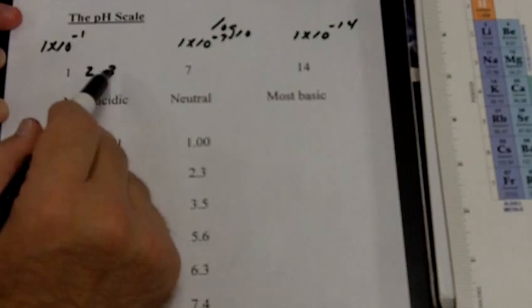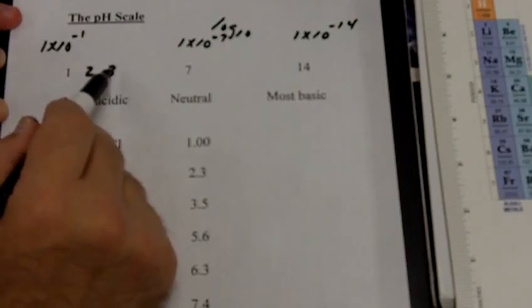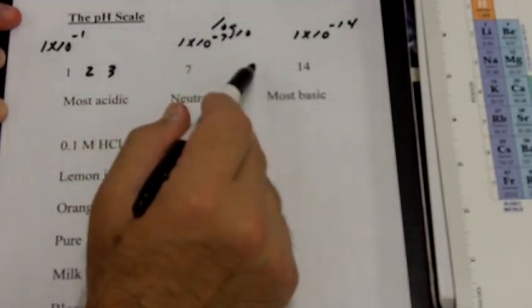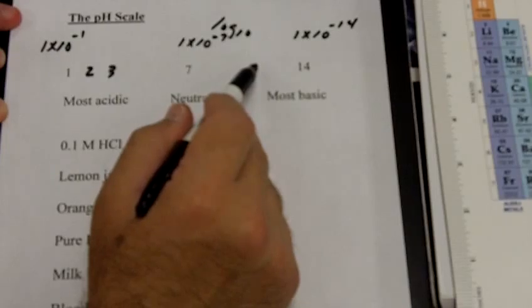If, for example, you were told that the pH is equal to 3, then the concentration of hydrogen ions would be 1 times 10 to the minus 3. If the pH is equal to 12, then you know that the hydrogen ion concentration is 1 times 10 to the negative 12. And that's it. That's all that we need to know for now about the pH scale.